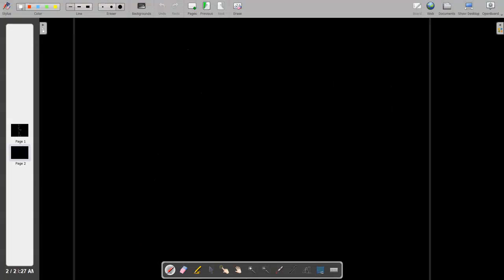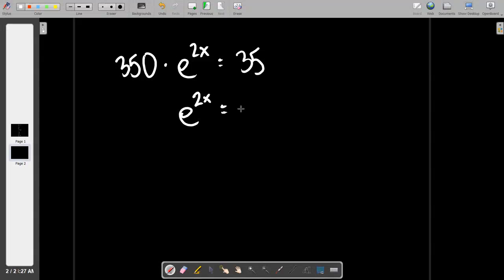All right, let's go again. 350 times e to the power of 2x is equal to 35. Step 1. Divide both sides by 350, which results in e to the power of 2x equals 35 divided by 350, which is obviously 1/10, which you could put as 1/10 or as 0.1. Again, decimals do not hurt my feelings when they're the good kind.